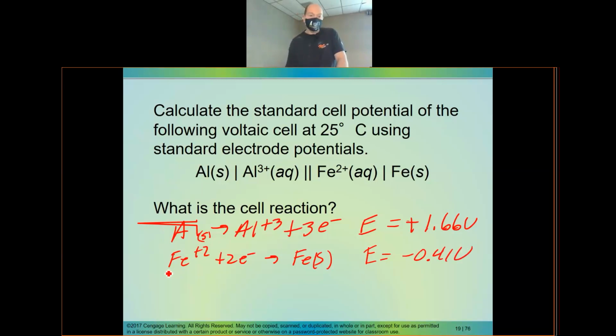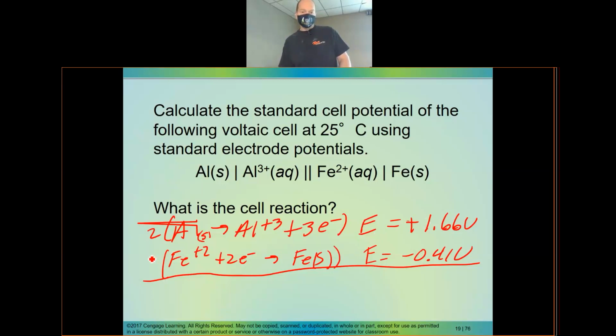All right, and so when we add these up, you have two electrons, you have three electrons, you have to multiply this one by two. Remember to never multiply your E values. You have to multiply this one by three in order to get six electrons lost and six electrons gained.